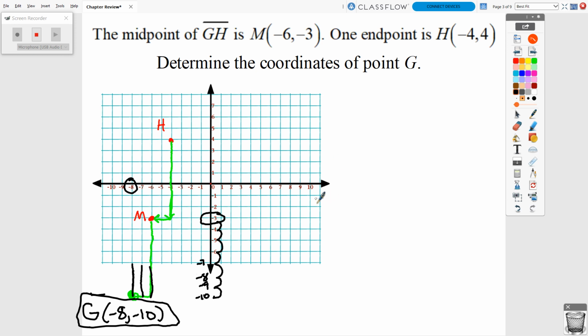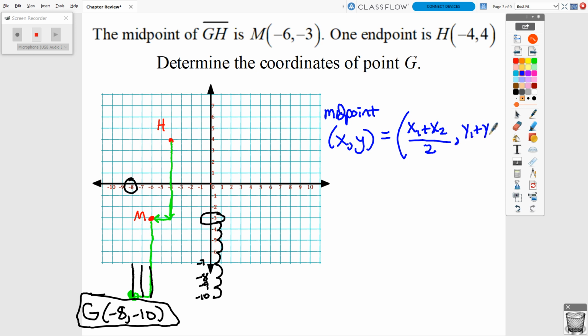So now let's see, how do we do this mathematically without the graph? Because it's always great to know how to do a problem more than one way, just so you have extra tools available in your tool belt. All right, so the midpoint formula. If I had x comma y as the midpoint, the midpoint was equal to, and this is where we took the average of the x coordinates of our endpoints and the y coordinates of our endpoints. So this is like saying h is -4, 4.